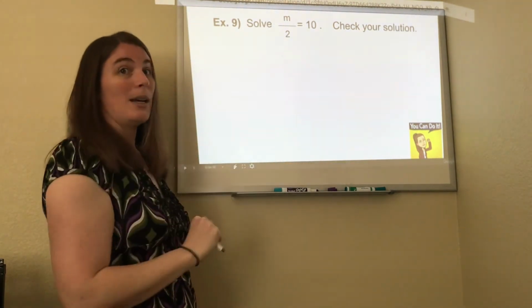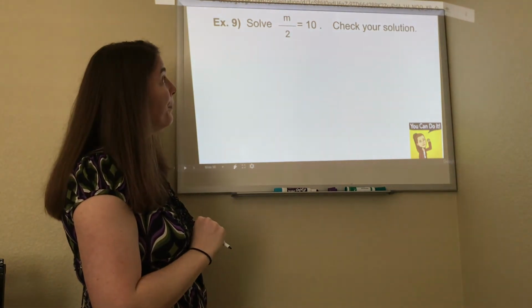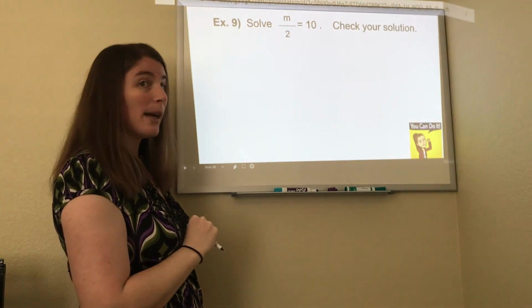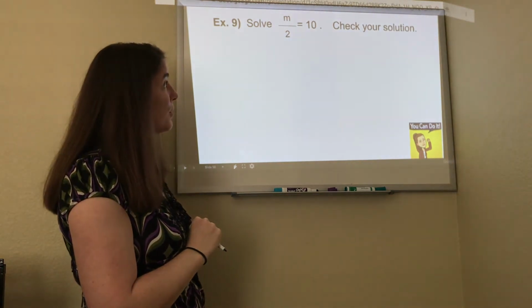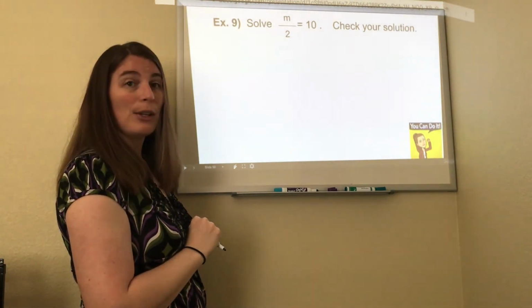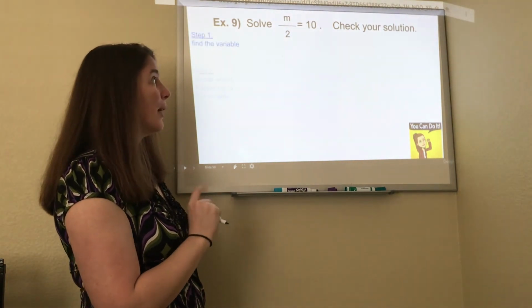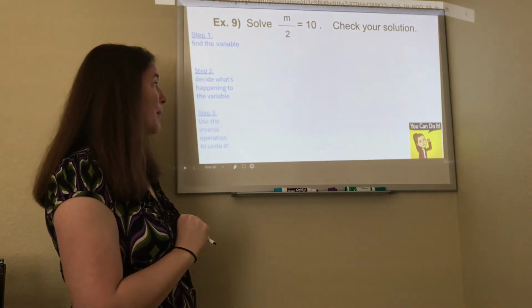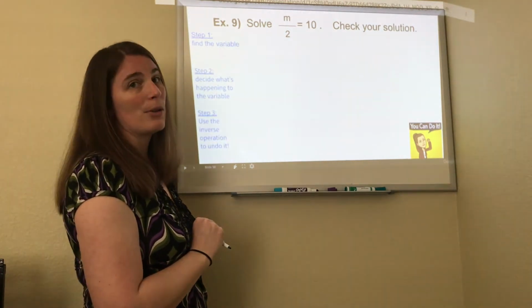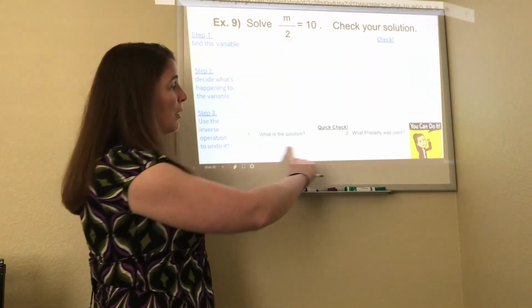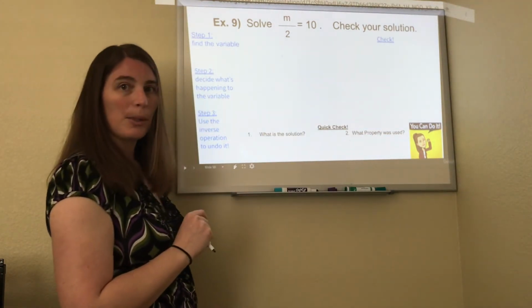Let's go on to example 9. This is also a you-can-do-it. This is going to be part of your practice, so make sure that you're able to do it. And then I want you to check your solution. So how do you get m alone? Find the variable, decide what's happening to it, use the inverse operation. Then check your solution, write your solution, and state what property was used.